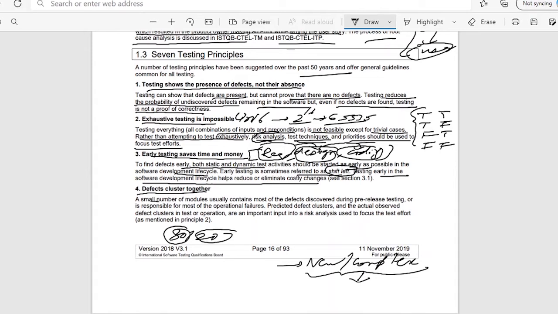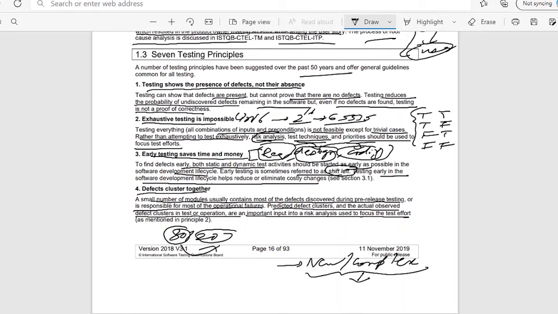So a small number of modules usually contain most of the defects discovered during pre-release testing. This is a very common testing principle, that most of the defects, as I told you, 80% of the defects, are found in 20% of the code, or that code is responsible for most of the operational failures. Only a small module or a small piece of code is sometimes responsible for the bugs. Predicted defect clusters and the actual observed defect clusters in test or operation are an important input into a risk analysis and are used to focus the test effort.